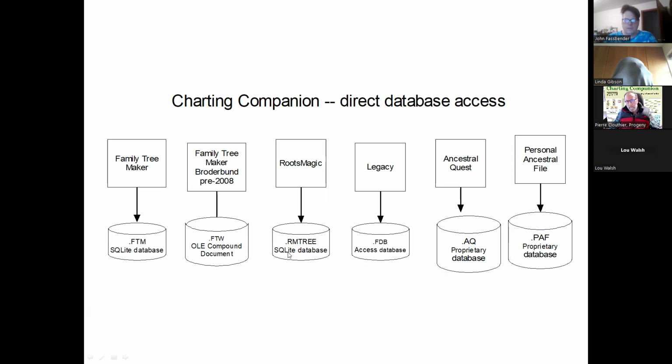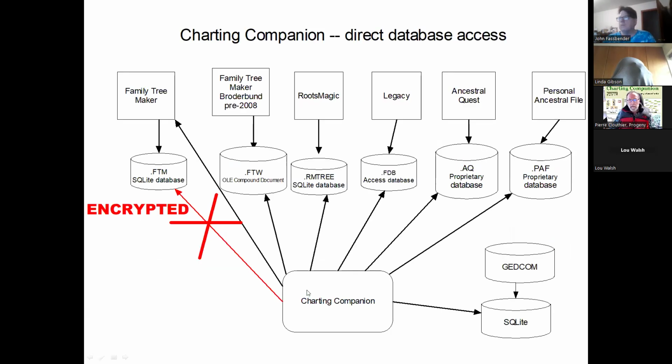SQLite is a very popular open source, free, very fast, very simple database program. Family Tree Maker, the original version, pre-2008, used something called object linking and embedding compound document. After that, they switched to VistaDB, and then when MacKiev took it over, they switched to SQLite as well. So Charting Companion was designed to read the database directly for maximum convenience.